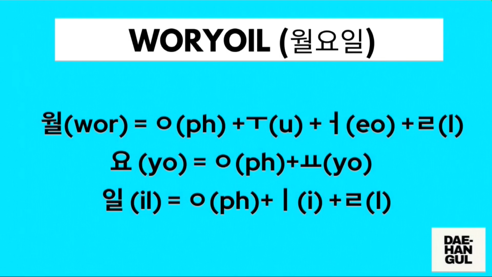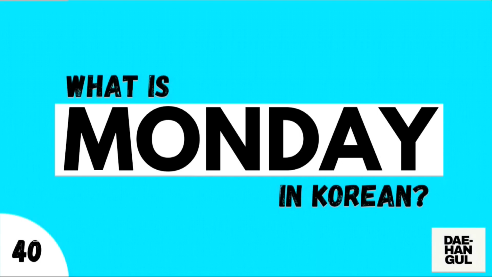How do we write this in Hangul? Let's start with the syllable 월. First, we need to draw a no-sound ieung, followed by the u character, followed by the o character, and followed by a rieul character. For the second syllable yo, we need to draw first a no-sound ieung character and a yo character. And lastly, for the il, we need to draw first a no-sound ieung, followed by an i character, followed by a rieul character. And then we just need to combine these to form the Hangul of the word wolyoil. And with that, you already know what is Monday in Korean.